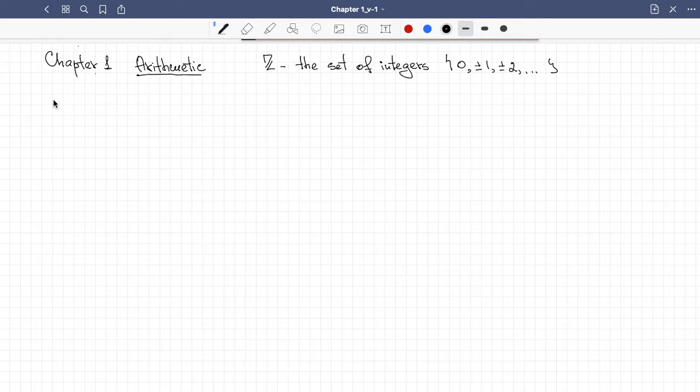Here are some examples of properties of integers, numbers, which we will take for granted. First of all, what are the basics which we are not going to prove? Properties of integers taken for granted.